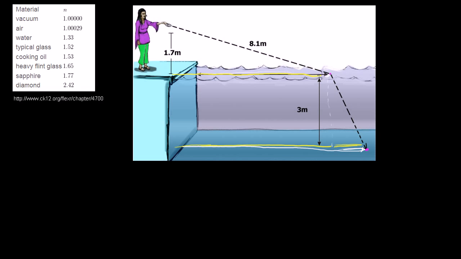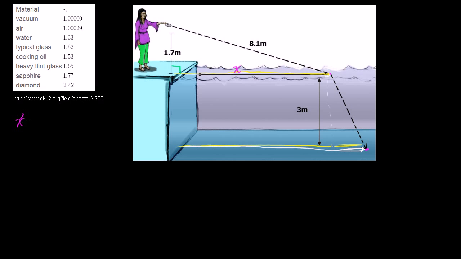So let's figure out this distance right over here, just the distance along the surface of the water to where the laser pointer actually starts touching the water. And this is just a straight up Pythagorean theorem problem. This is a right angle. This is the hypotenuse over here. So let's call this distance x. X squared plus 1.7 meters squared is going to be equal to 8.1 squared.